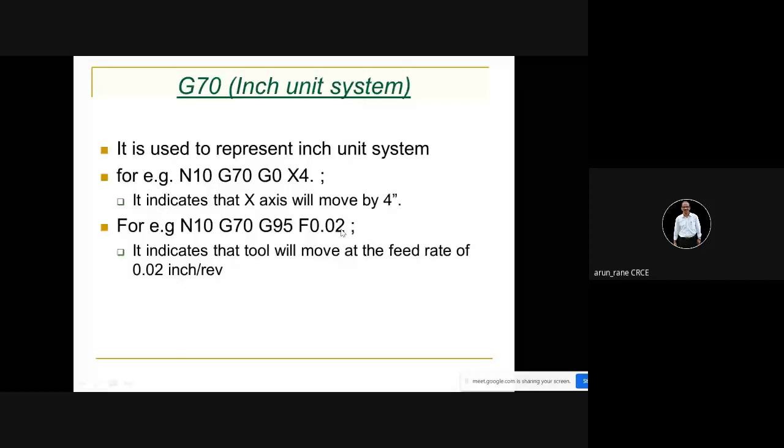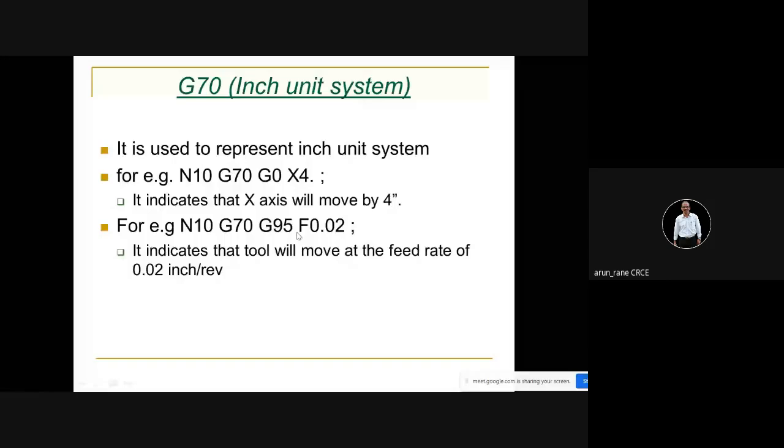So if the spindle revolution is 100, then the feed rate will be 100 into 0.02, that will be 2 inches per minute.